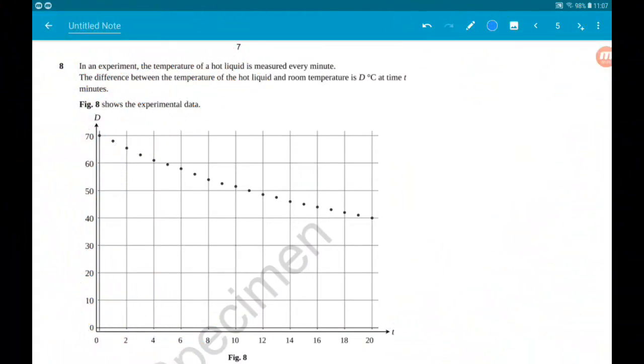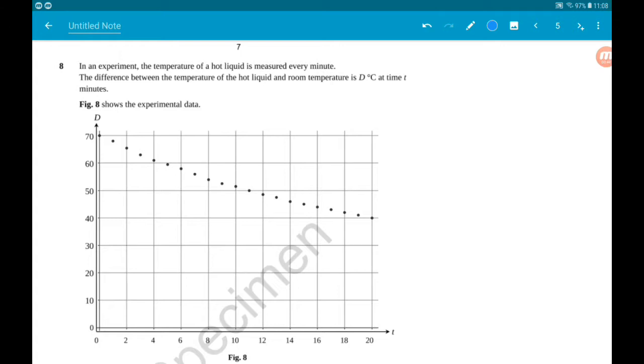Day number 8. In an experiment, the temperature of a hot liquid is measured every minute. The difference between the temperature of the hot liquid and room temperature is D degrees Celsius at time t minutes. Figure 8 shows the experimental data. Okay, so we got D on the vertical axis, time t on the horizontal. Then we can see in general, the data is going down as time increases.